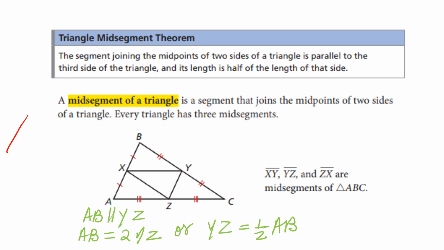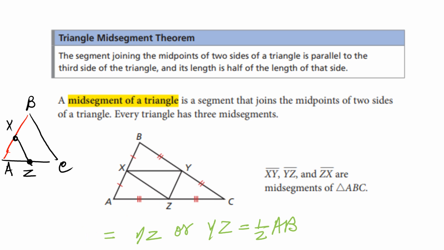I am trying to make it again, and now this time Y and Z I already joined. So let's try and join the other points. I think that I didn't join X and Z, right? X and Z. So what have you observed now? Pause the video and write down what you have observed. Which line is parallel to which line?